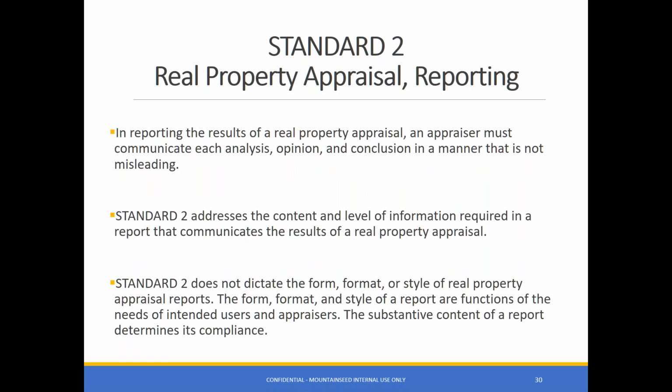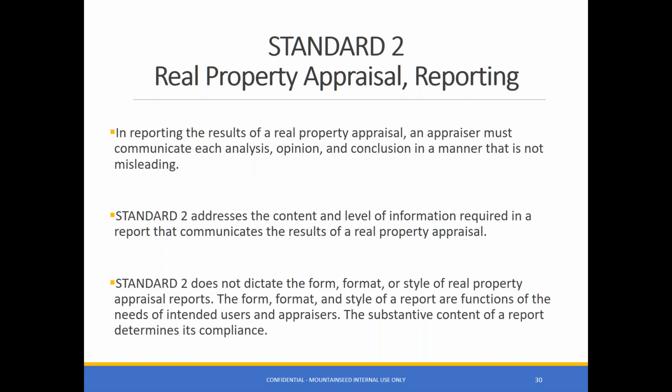In reporting the results of a real property appraisal, you must communicate the analysis, opinions, and conclusions in a manner that's not misleading, right? I think we talked about this at the beginning: meaningful and not misleading. So it addresses the content and level of information required in a report that communicates the results of an appraisal. So Standard 1, I'll back up real quick, says develop it. In order to get the research and analyses, you have to do these certain things. Standard 2 says in order to communicate it to an intended user or reader, client, you have to have a minimum of these things. It doesn't list them all, right? But there's a minimum number of things.